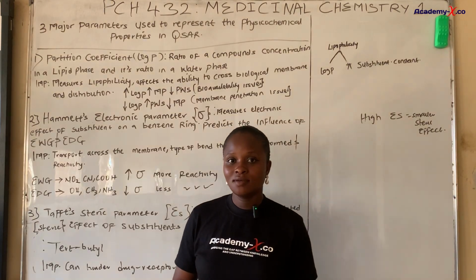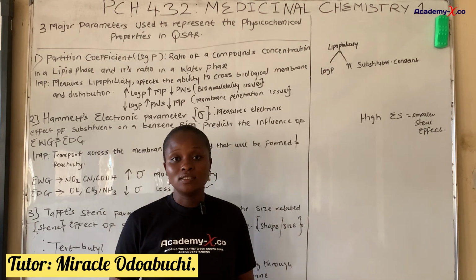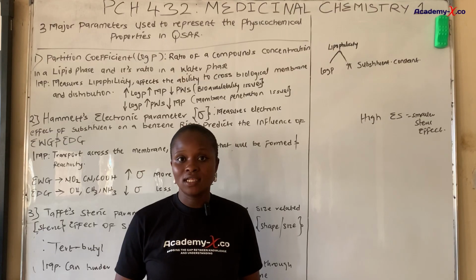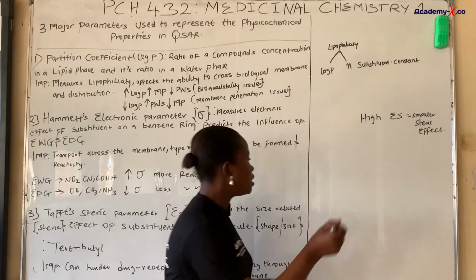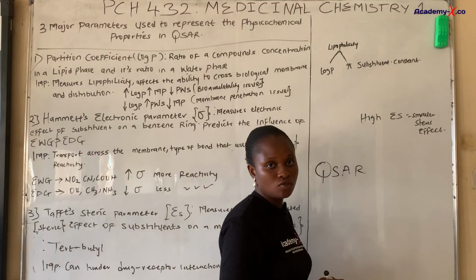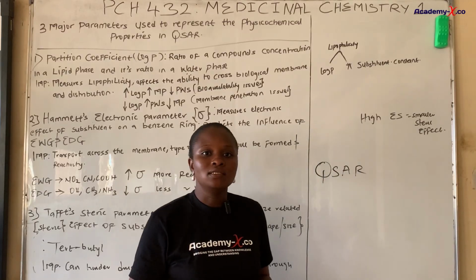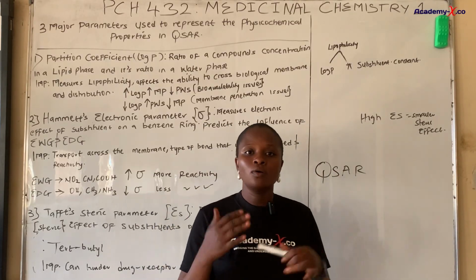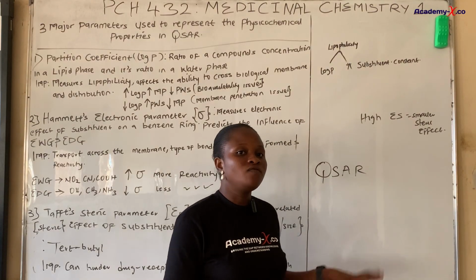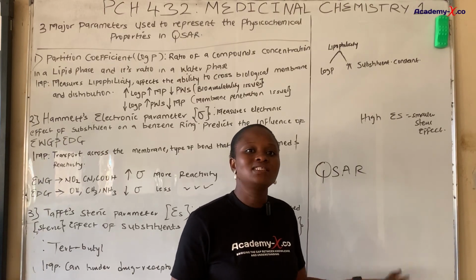Hello everyone, welcome to another Academy on Medicinal Chemistry 1, and we are continuing on QSAR. We discussed QSAR the last time, and QSAR is quantitative structure activity relationship. We said that QSAR is a mathematical equation that shows the relationship between the physicochemical properties of a drug or of a molecule, and its biological activity.